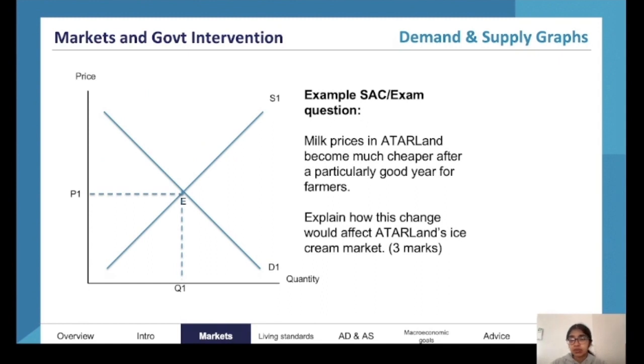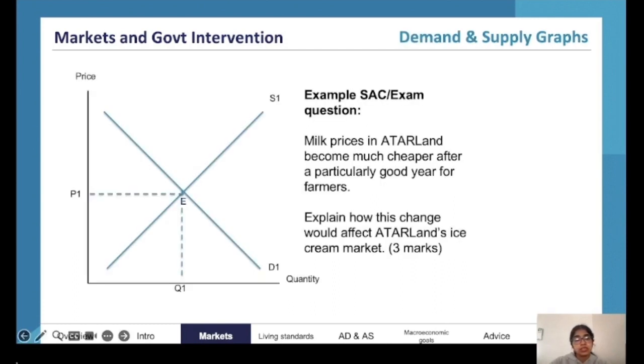So this is another one to think about. Milk prices. Milk becomes cheaper. And how would that affect the ice cream market? Remember, you need milk to produce ice cream. So if milk is cheaper to buy, it probably is cheaper to make ice cream as well.